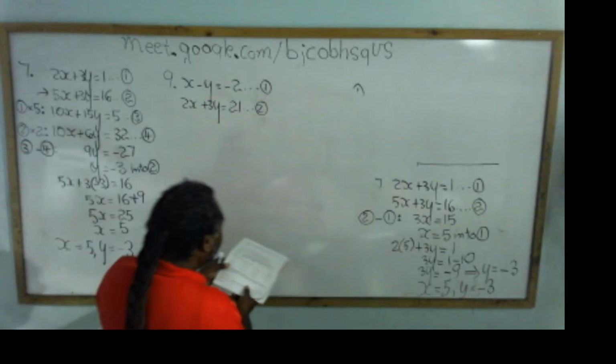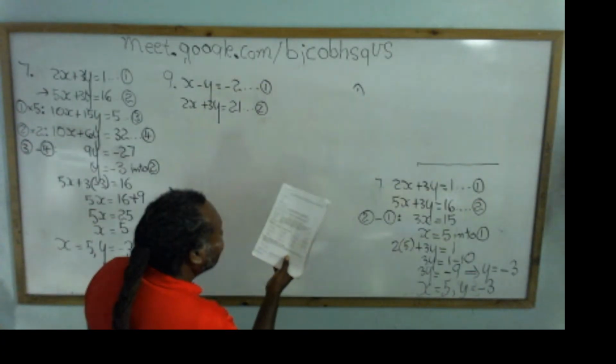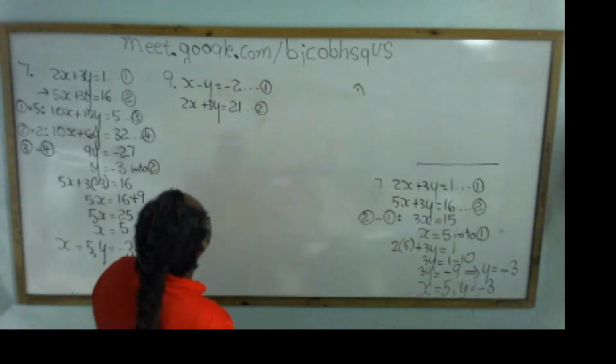Let me take a second look. x minus y is equal to negative 2. That's right. 2x plus 3y is equal to 21. That's right. So let's go.